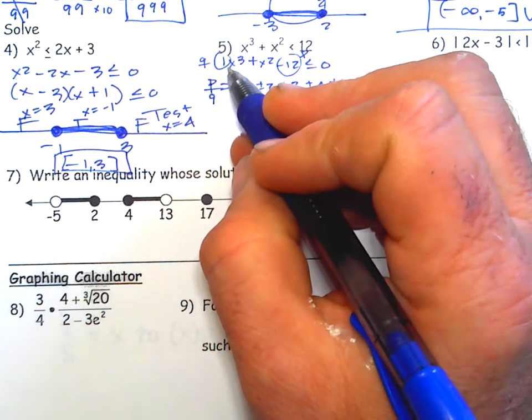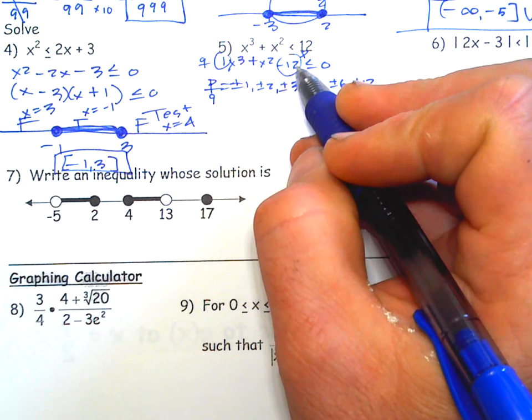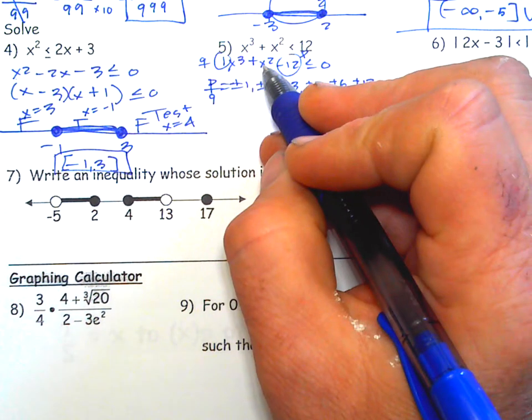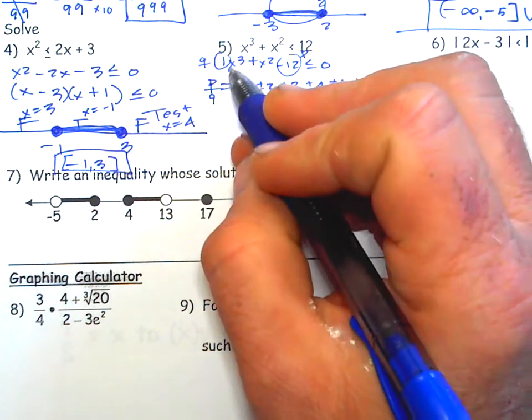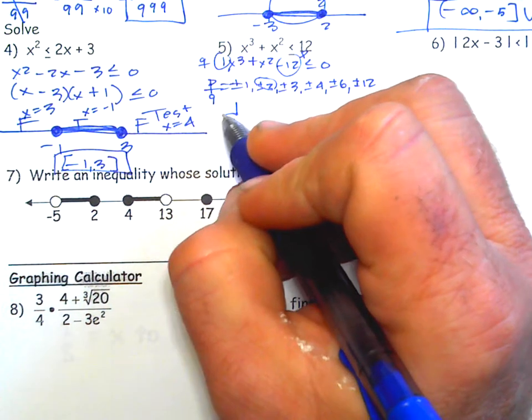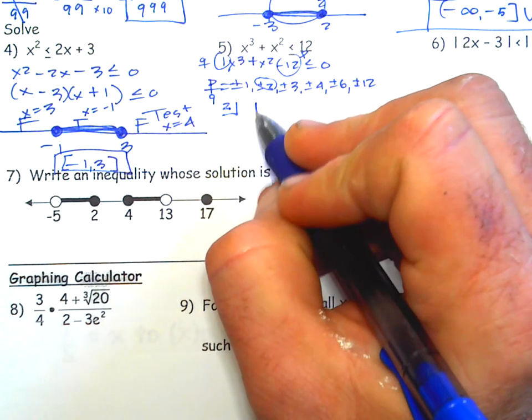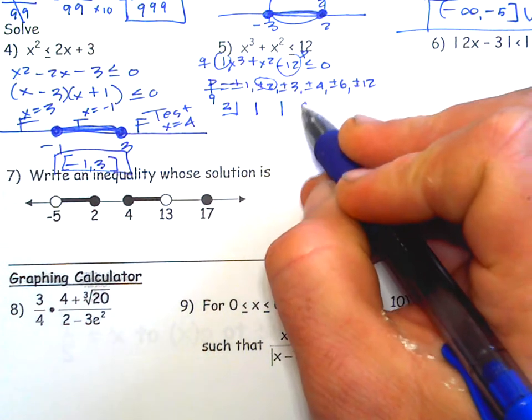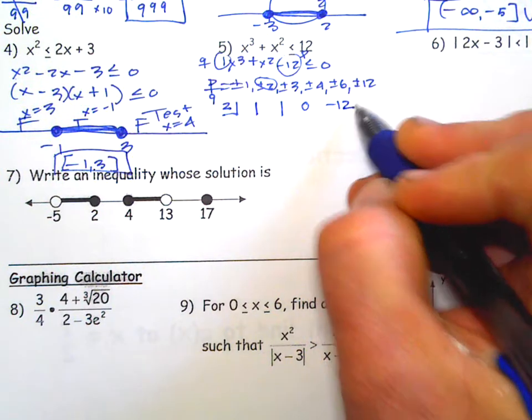So if you plug 1 in, you get 1 plus 1 minus 12 is -10. No. -1: -1 plus 1 is 0, -12. Nope. Positive 2: 8 plus 4 is 12, minus 12 is 0. Perfect. And I'm going to use synthetic division. Now, if there are any missing terms, you've got to put a 0 there. There's no x to the first term, so you've got to put a 0 for it.